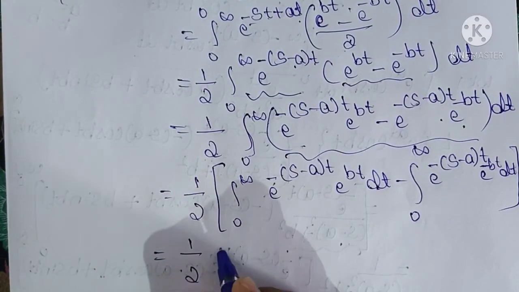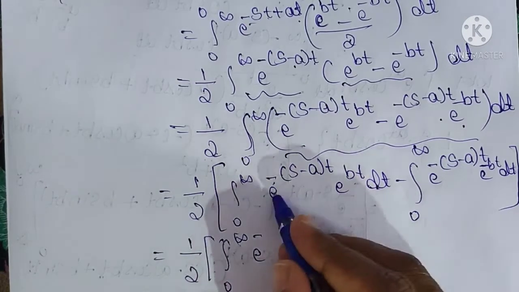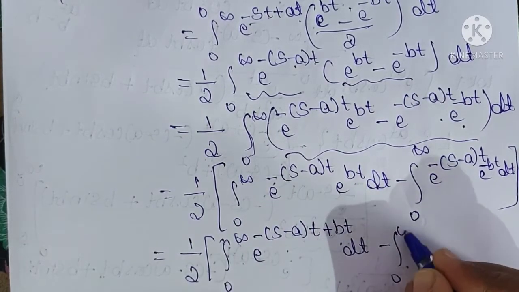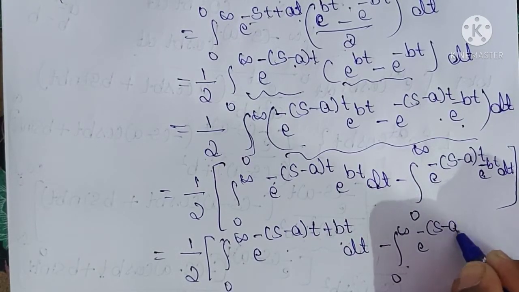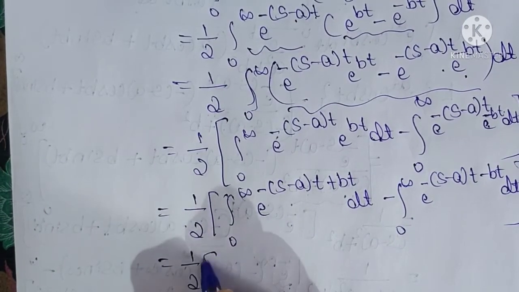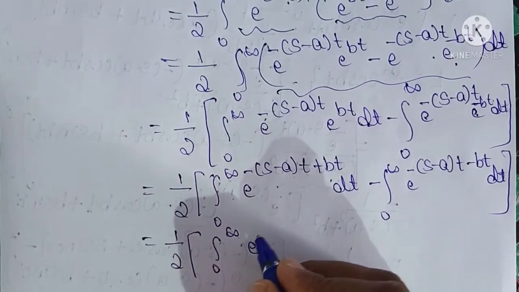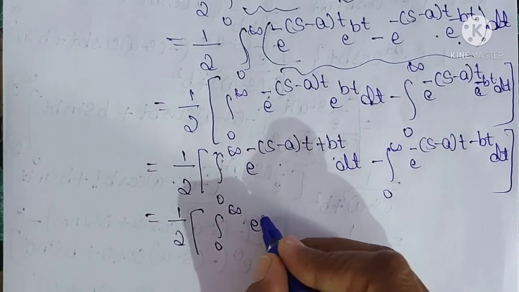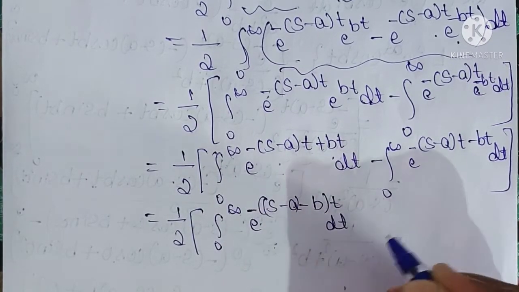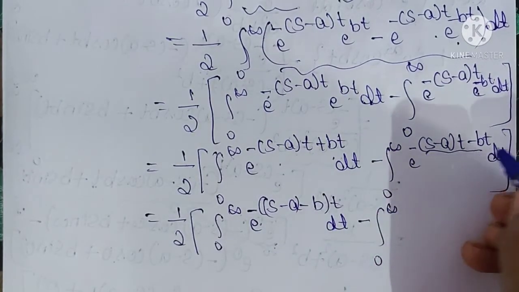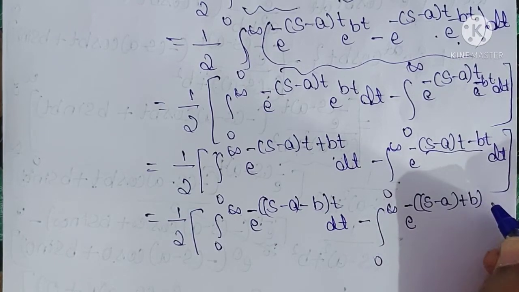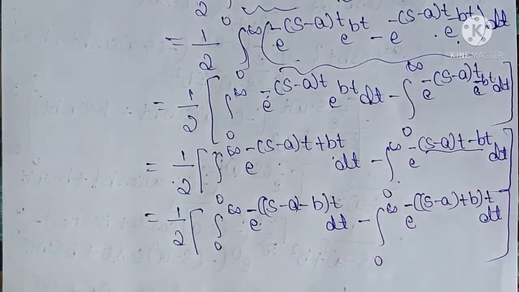This implies 1 by 2 as it is, 0 to infinity e to the power of minus, here again the numbers are the same, you can write s minus a of t plus bt dt, minus 0 to infinity, here the numbers are the same, we can add powers, e power minus s minus a of t, here minus bt is there, minus bt into dt. 1 by 2 into 0 to infinity, here minus t as a common factor, remaining we get e to the power of minus of s minus a minus b of t into dt, minus 0 to infinity, here in this term you take minus t as a common, remaining e power minus of s minus a plus b of t into dt. 1 by 2 as it is.